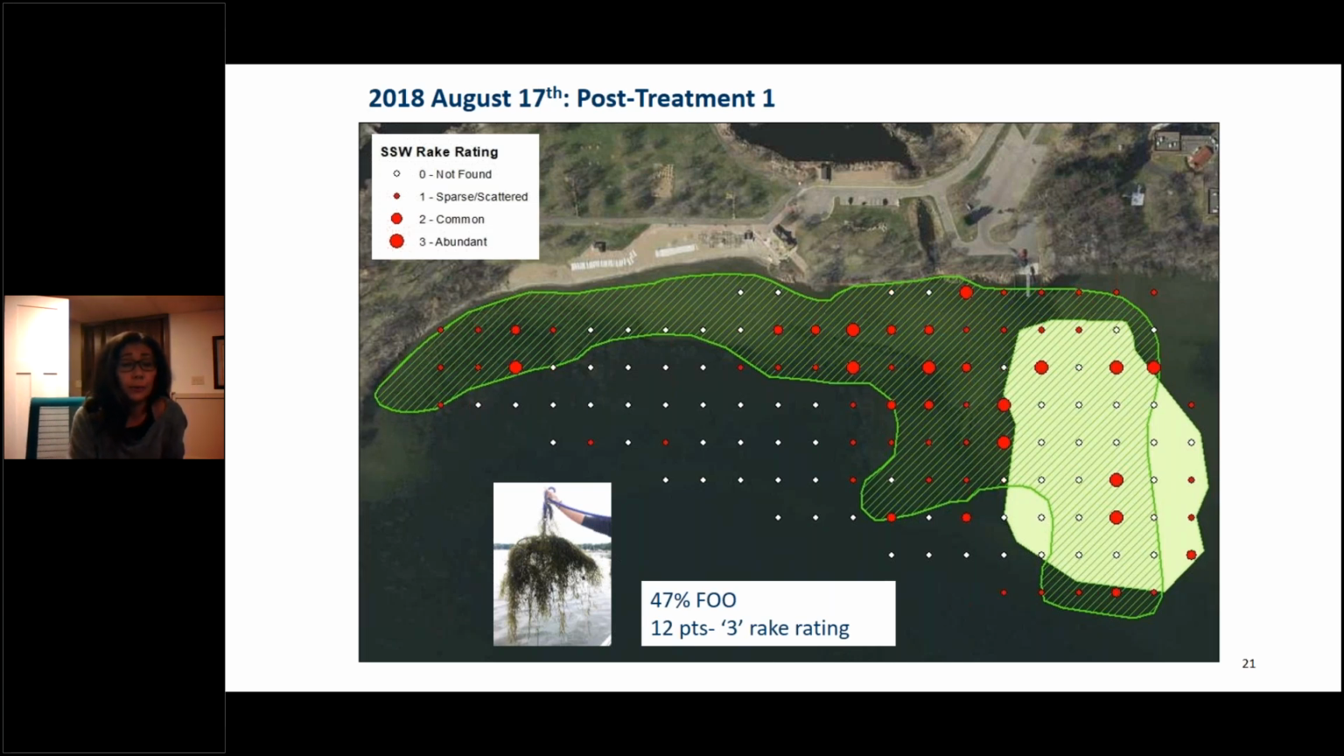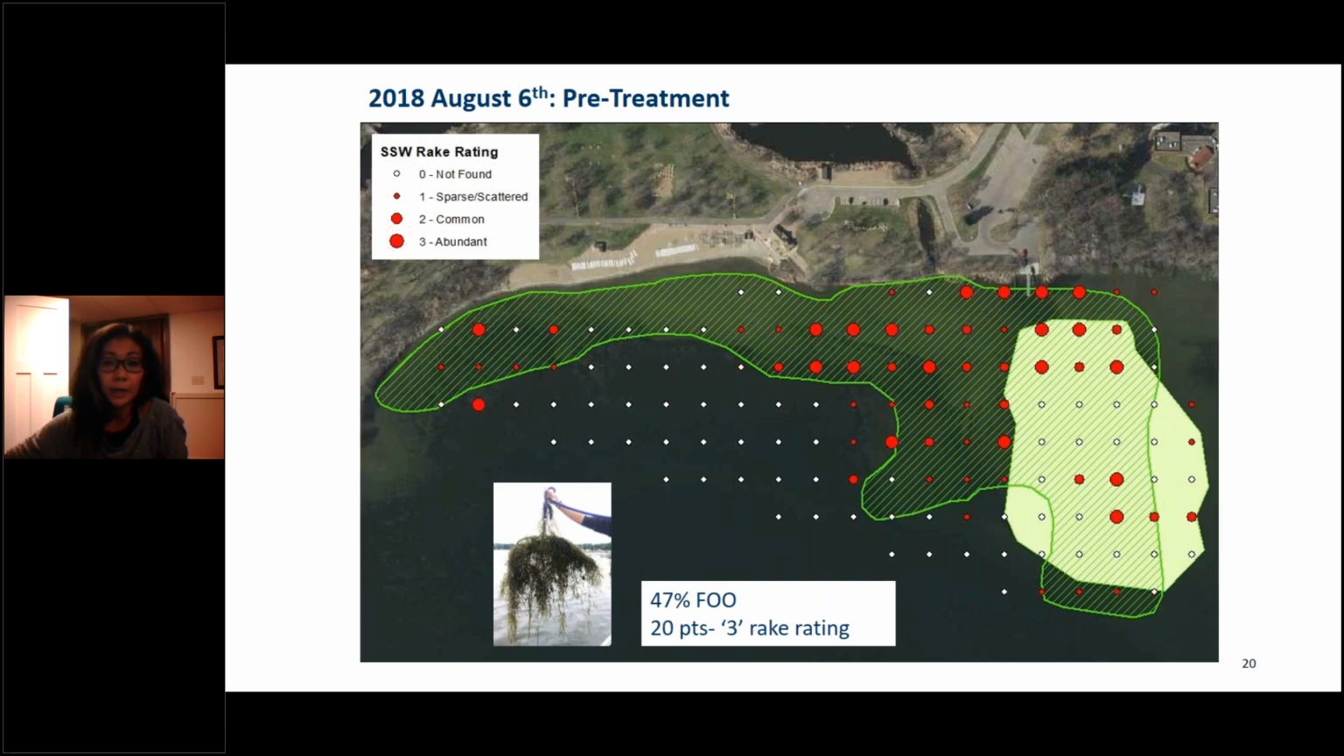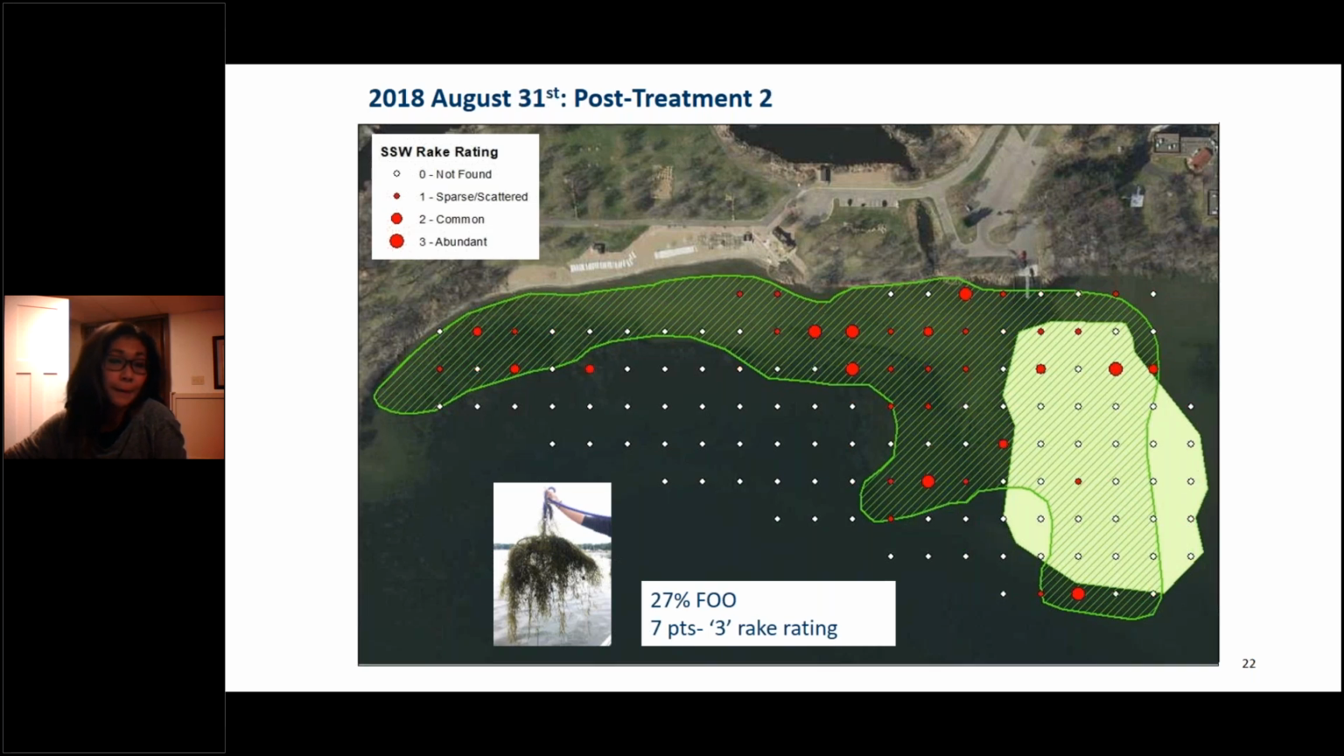So yeah, like I said, as I scroll through the next few slides, just pay attention to how the map changes over time, and then that frequency percentage at the bottom, as well as the number of points with 3s. So just flipping back from pre-treatment to the first treatment, we actually saw the greatest reduction in biomass. So those 3s and 2s, and rate gradings changing from 1s to 0s, was during this first treatment. Really saw the drop off there.